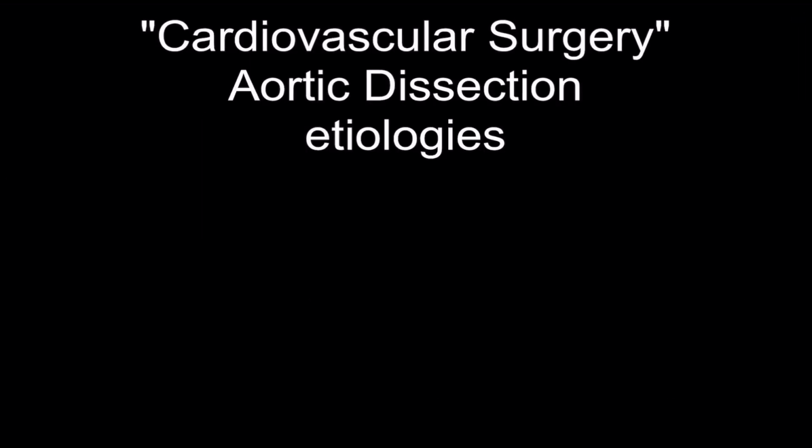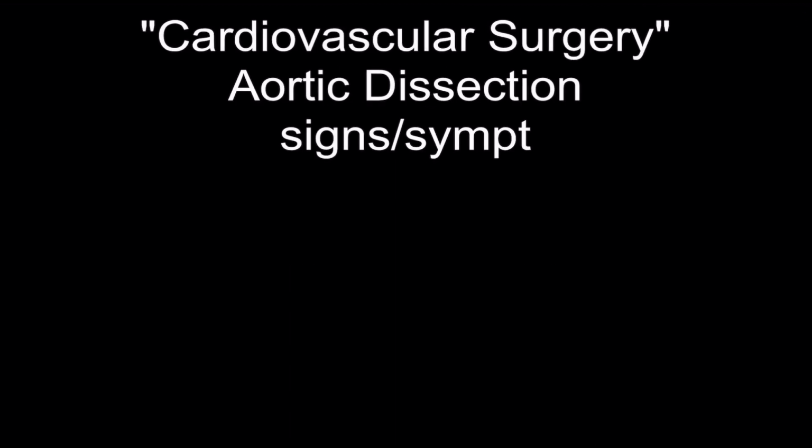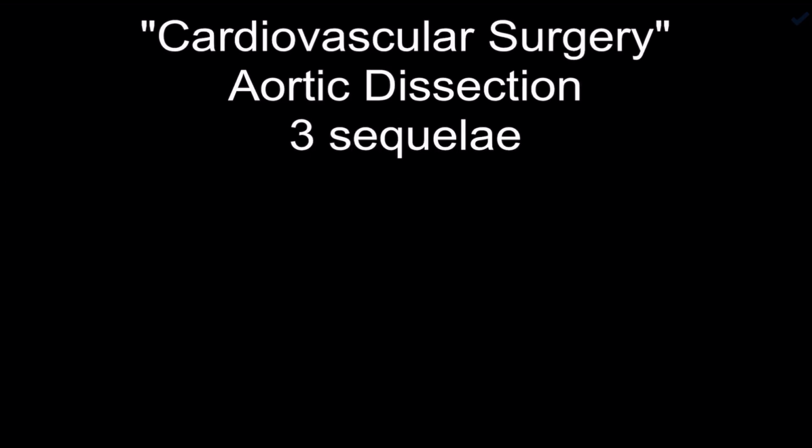Aortic dissection etiologies. Hypertension is the number one cause, and then you also have Marfan's, bicuspid aortic valve, coarctation of the aorta, cystic medial necrosis, and proximal aortic aneurysm. Aortic dissection signs and symptoms. Abrupt, severe, ripping chest pain, radiation to the back.